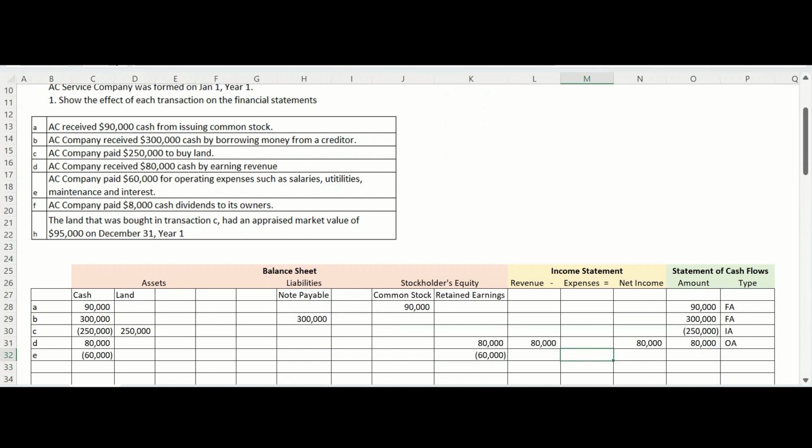Moving to the income statement, there is $60,000 of expenses, and expenses have a negative impact on net income. Lastly, cash went out to pay for these expenses, and these are operating expenses. They're part of the day-to-day cost of business for this company, so this is an operating activity.